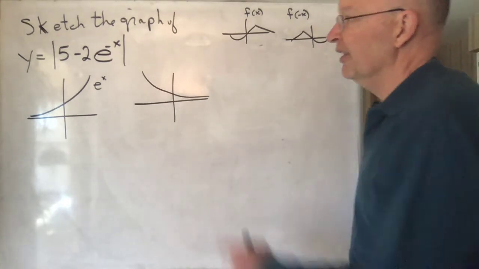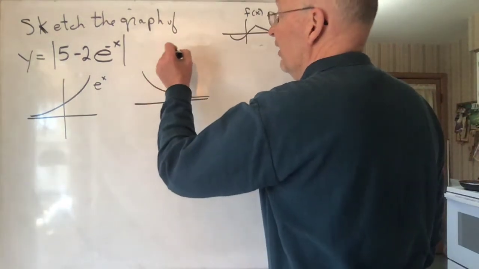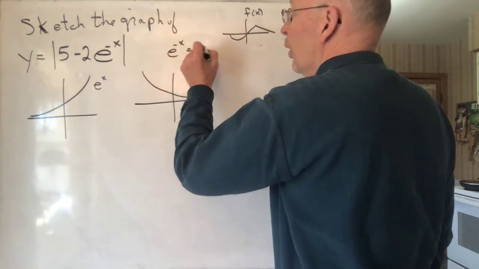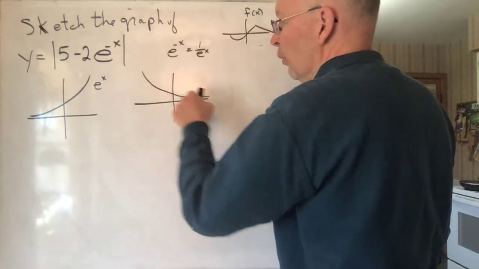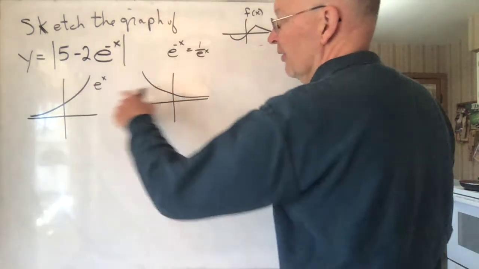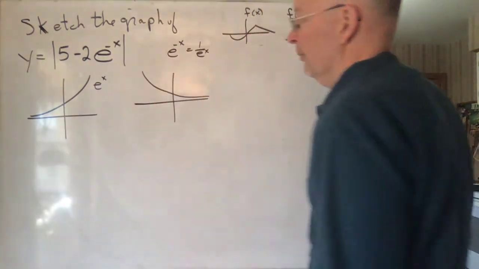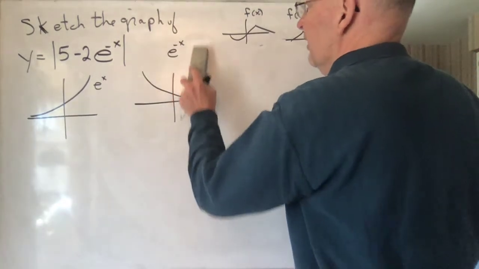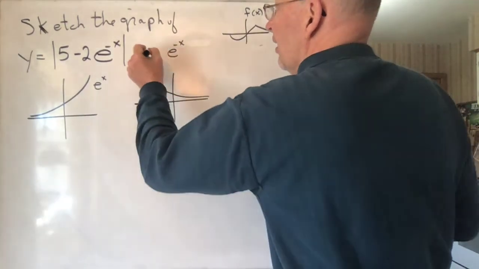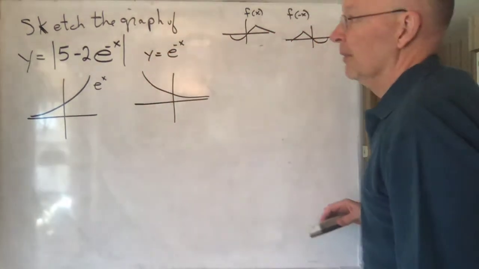Another way of seeing that it's going to look like this is to realize that e to the negative x is 1 over e to the x. So as e to the x gets big, 1 over that's going to get small. As this gets small, 1 over that's going to get big. So this right here is e to the negative x. Okay?